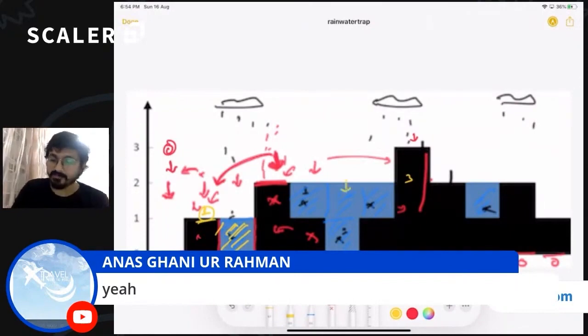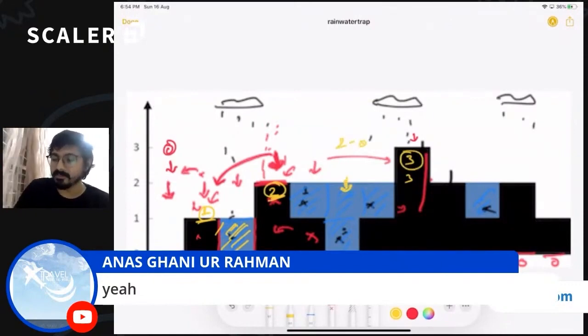Let's also see for this column. So here, what is the left max? Left max has a height 2. Right max has a height 3. Minimum of 2 and 3 is 2. Right? So this bar is going to hold 2 minus the height of this, which is 0, this much amount of water. So we just have to do this for each and every bar, and we add whatever amount is trapped over that bar, and we get the answer.